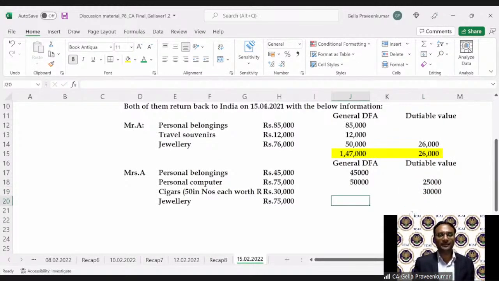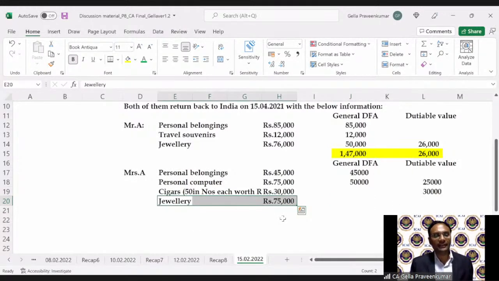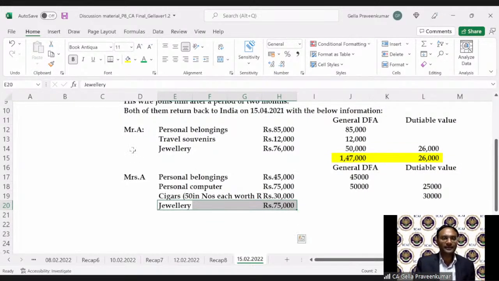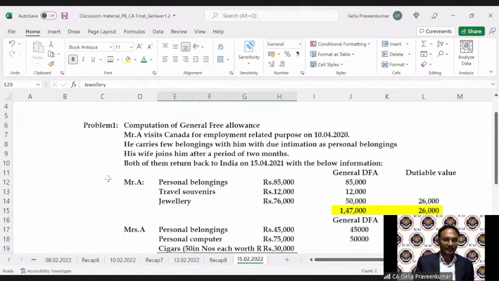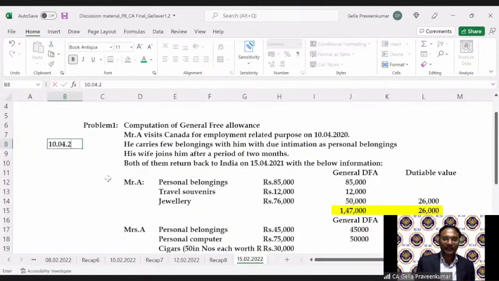Similarly, jewelry. For Mrs. A, 75,000. Can I claim a benefit of 75,000? That is up to as per Rule 5. If you look at Rule 5, they say passenger residing abroad for more than 1 year. Now, in this problem, students, look at this problem carefully. 10th April 2020, the visit happened.